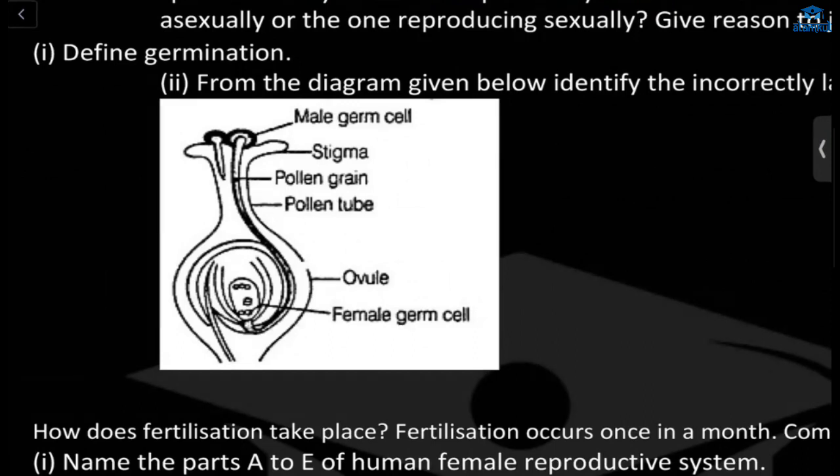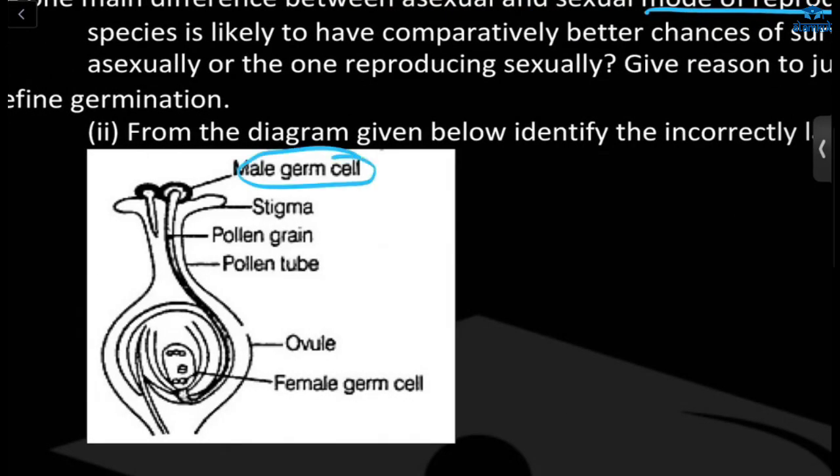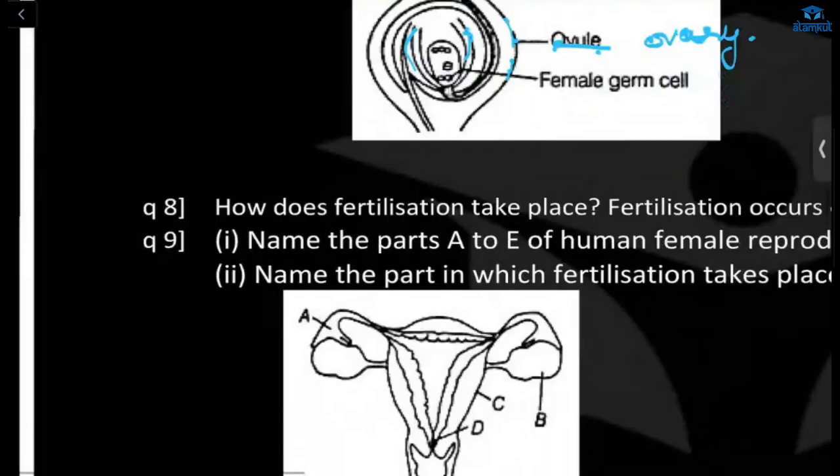From the given diagram, identify the incorrectly labeled part. Male germ cell. Is this correct? No, it should be pollen grains. This is pollen grains. This one? No, it is male germ cell. Next, the stigma is correct. Pollen tube is also correct. And next, this is the ovule. This is the ovary.